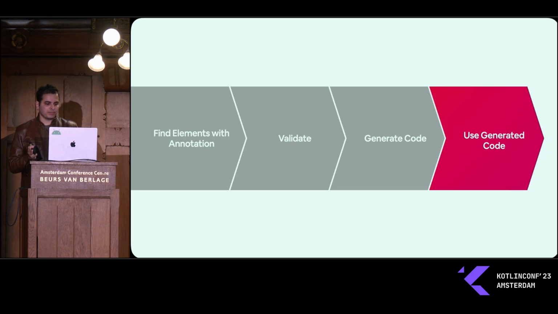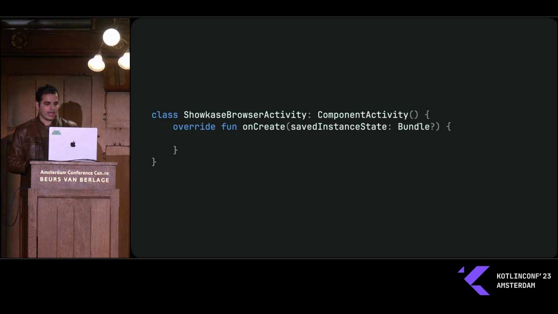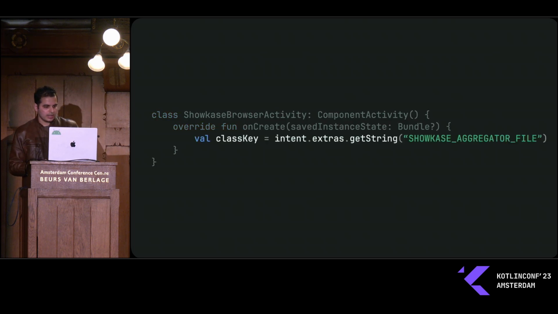Now, the final piece of the puzzle is actually using the generated code. And we briefly touched on the Showcase browser activity. So let's look at what its implementation looks like. The first thing we'll do is we'll parse the information that we just piped into the intent extras. And because this is set by the generated code itself, the user did not have to worry about this because our intent took care of it for the user. So what we are really trying to ensure is focusing on keeping the API as simple as possible.